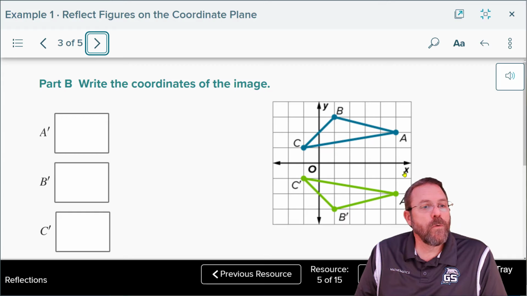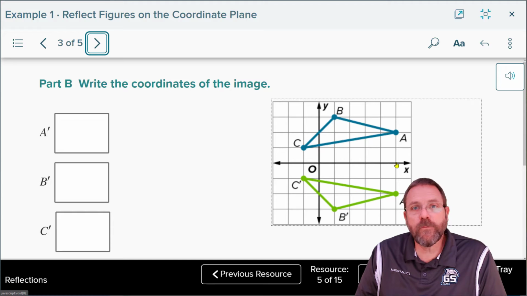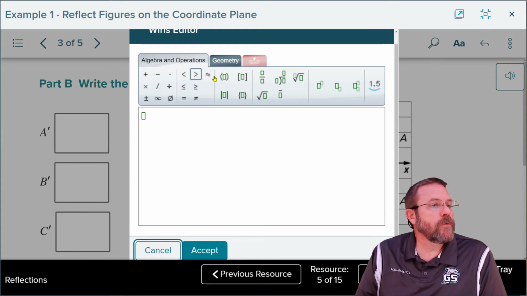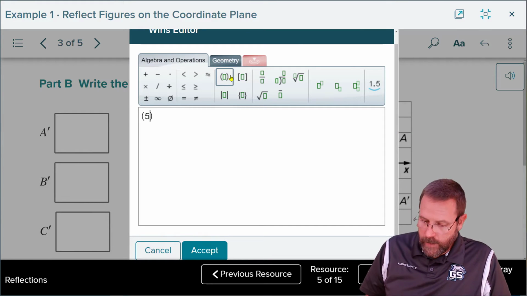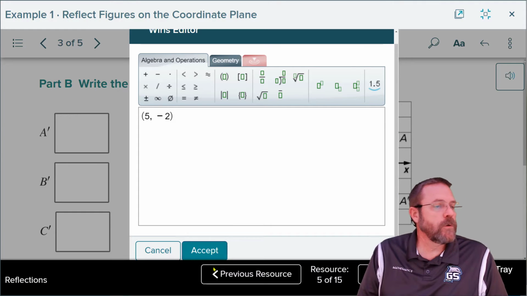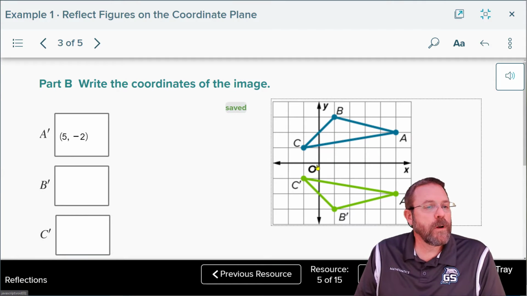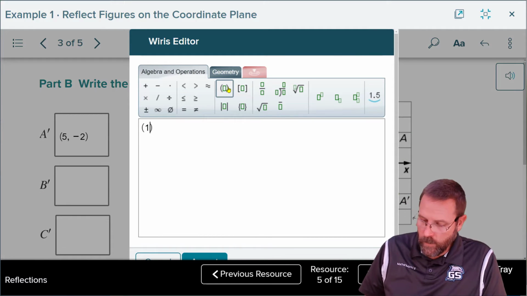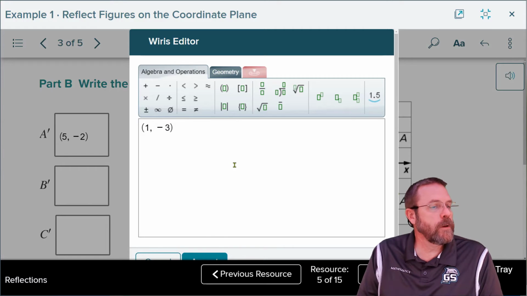So when you write in the coordinates, A prime is going to be 1, 2, 3, 4, 5. Superman runs before he flies. 1, 2. So it's going to be (5, -2). We put in our parentheses, and then type 5, comma, space, negative 2. Next, B prime is going to be (1, -3). So I'm going to put it right here, parentheses, 1, comma, negative 3.